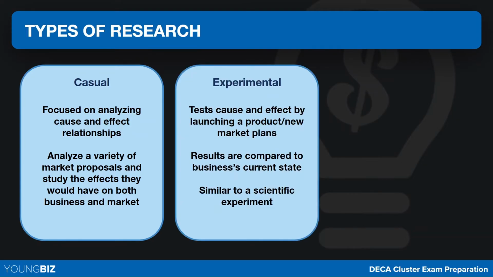Next, we have experimental research. This is similar to casual research, however, a company actually launches a new product as part of its research, instead of just testing. An example of experimental research is when a company launches a new flavor of a popular snack to test its market acceptance.